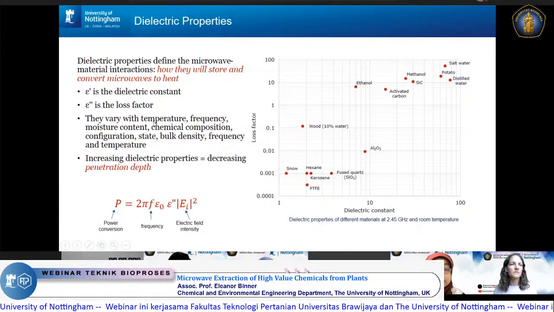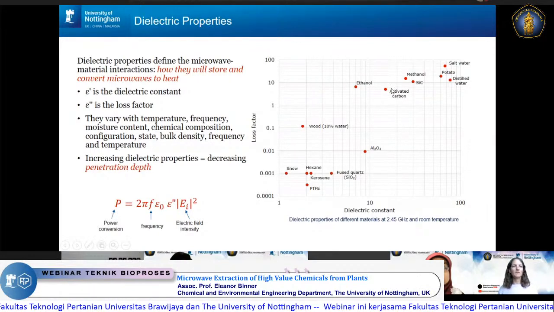Okay, so these dielectric properties, to make it more difficult for us when we're designing our experiments, vary with temperature, frequency, moisture content, because moist materials heat really well, chemical composition, configuration, and state. If you look at ice, the snow here, it has the same chemical formula as water, but it has very low loss factor. That is because it's immobile when it's frozen. It can't move, so we don't get the friction effects. So you can't just look at the chemical composition. You have to look at the configuration, whether it's in a crystal structure or whether the electrons or ions can move around.